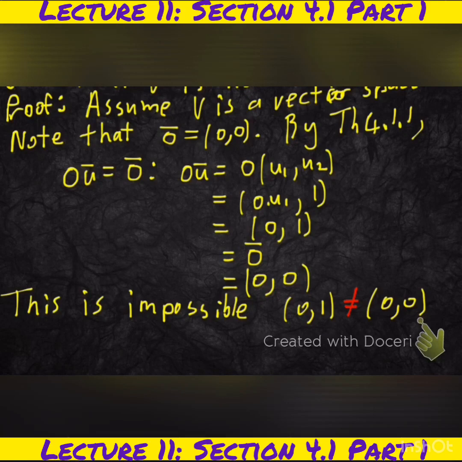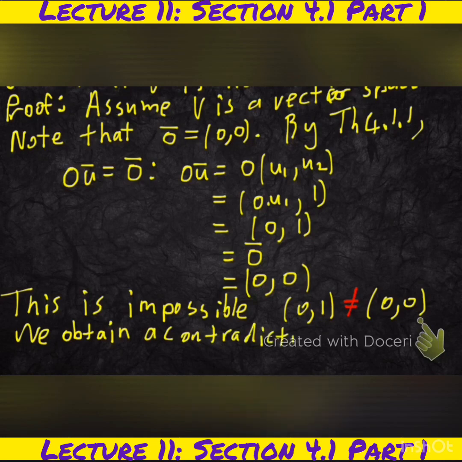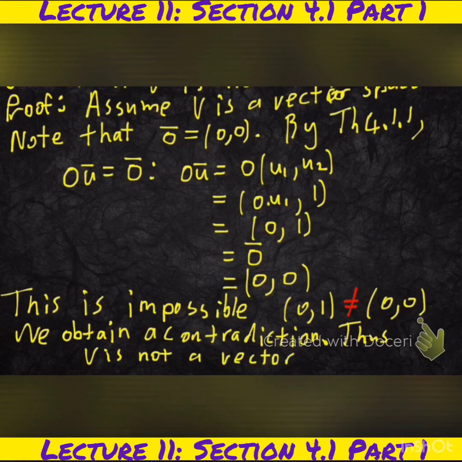So we obtain a contradiction. Thus V is not a vector space. Okay, so theorem 4.1.1 you can use via contradiction to show a space is not a vector space, provided you know what the 0 vector looks like. Okay, so you can use the other properties in the same way to try and find a contradiction.